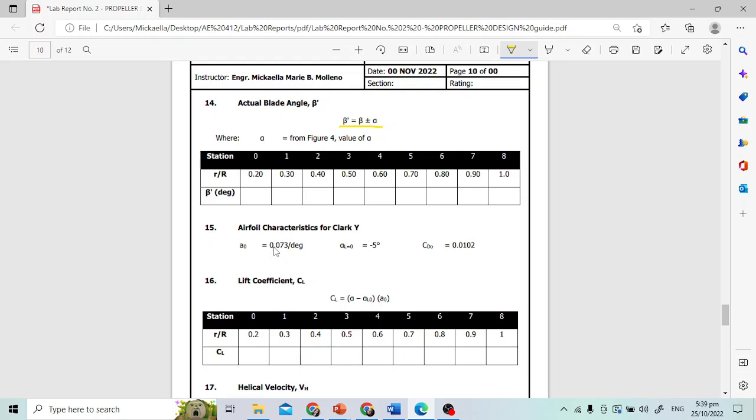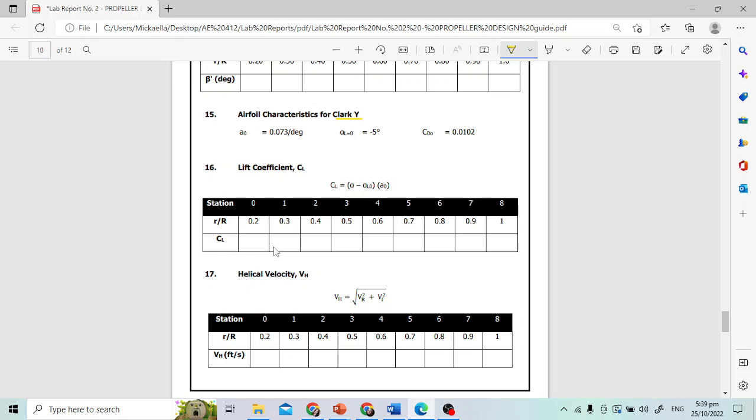Again, kaya ko in-indicate na Clark Y yung gagamitin for everyone. So, uniform yung ating gagamitin na values for this. So, A sub 0, angle of attack at 0 lift, and our CDO. So, saan natin yan gagamitin? So, let's start. For part 16, which is our lift coefficient, we would use this formula. So, saan manggagaling to? Itong ating alpha here. So, this would be from part 13.